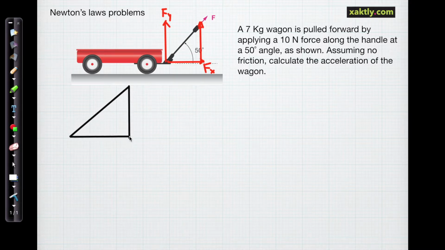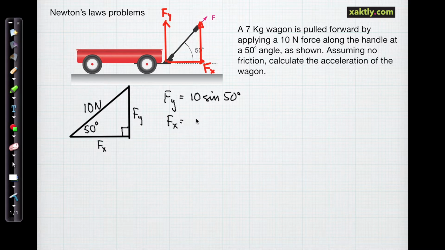We know what the hypotenuse is. It's our 10 Newton force, and the angle that force makes with the horizontal is 50 degrees. So we have force in the x direction, force in the y direction, and 10 newtons. So then we're just going to apply a little bit of trigonometry. The force in the y direction is 10 newtons times the sine of that 50 degree angle, and the force in the x direction is 10 newtons times the cosine of the 50 degree angle. And that just comes from using SOHCAHTOA trigonometry.